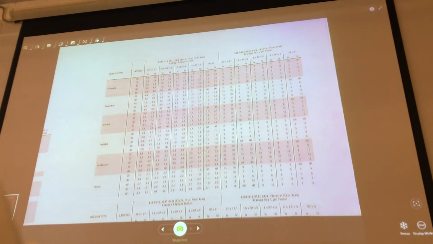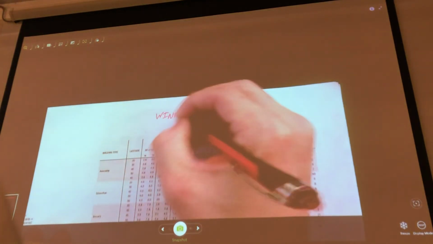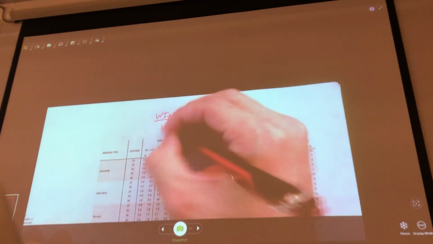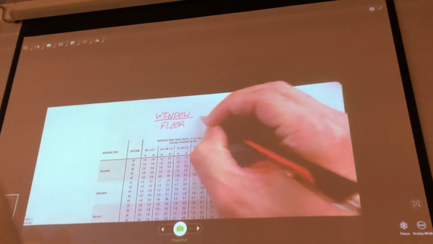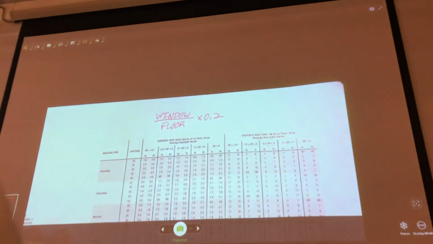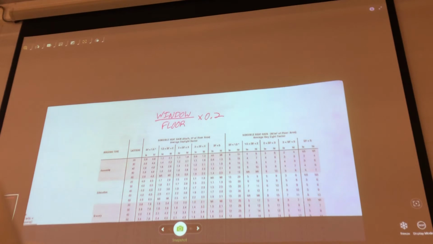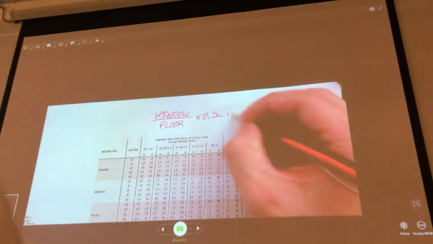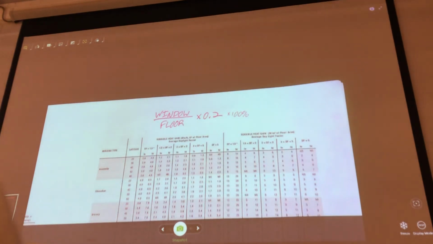Well, yeah, that's one way you can do it. Or we can actually use the calculated method, which is only your window area divided by floor area times 0.2. Does this include south windows? Yes, that includes south windows, so this is the entire building. That would be for your daylight factor. If you wanted to express it as a percent, then multiply by 100%. Otherwise, we can have it as decimals. Either way will give us a daylight factor.